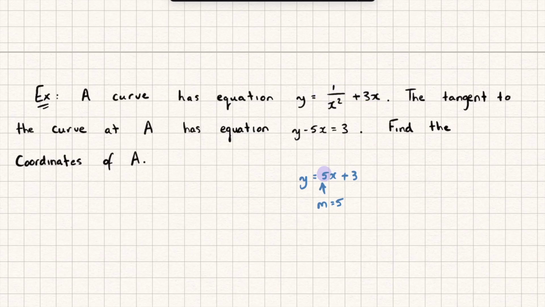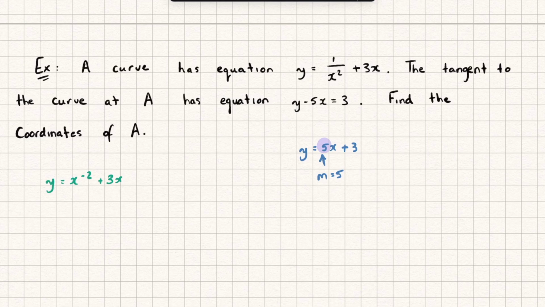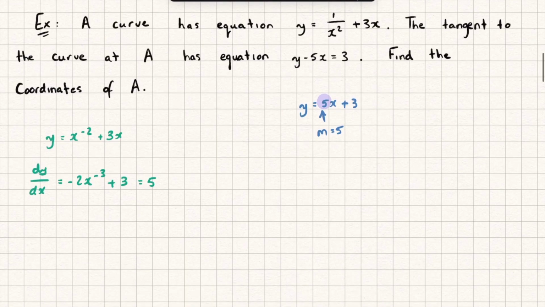And to help me do this, I'm going to rewrite it in this form, y equals x to the minus 2 plus 3x. So by rewriting that x on the denominator like this, it's going to make it a bit easier for me to differentiate. So now that's times by the power and take one away, that's going to give us our derivative, minus 2x to the power of minus 3 plus 3. And we said at the point A, the gradient of the curve is 5. So let's set our derivative equal to 5, and that's going to tell us what x coordinate gives us a gradient of 5.